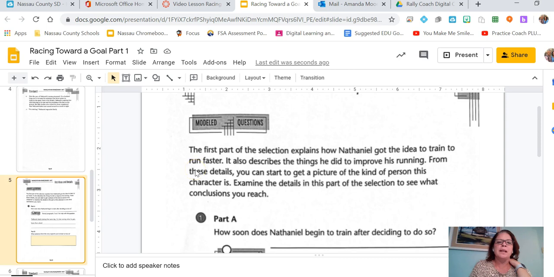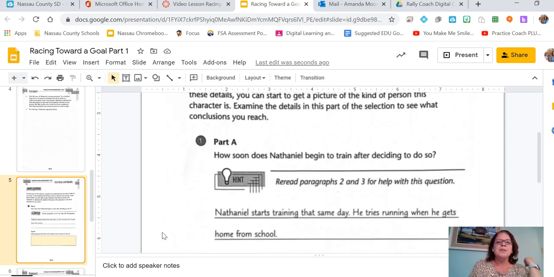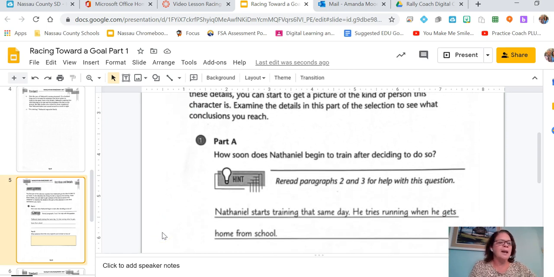And it says, the first part of the selection explains how Nathaniel got the idea to train to run faster. It also describes the things he did to improve his running. From these details, you can start to get a picture of the kind of person this character is. Examine the details in this part of the selection to see what conclusions you can reach. So number 1, part A, how soon does Nathaniel begin to train after deciding to do so? So the hint that they're giving you is to reread paragraphs 2 and 3 for help with the question.